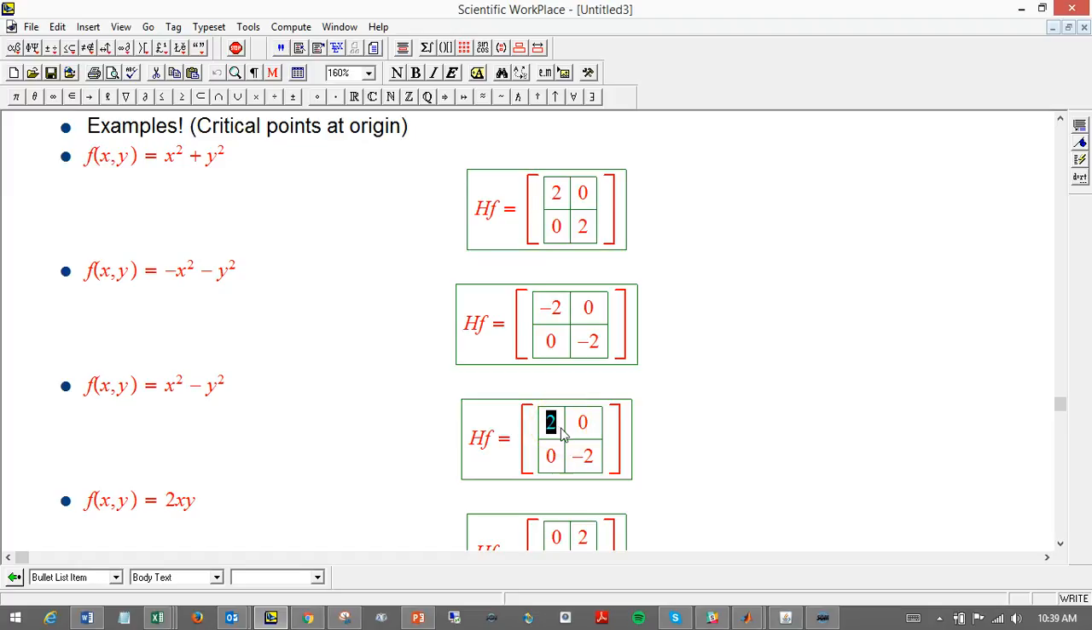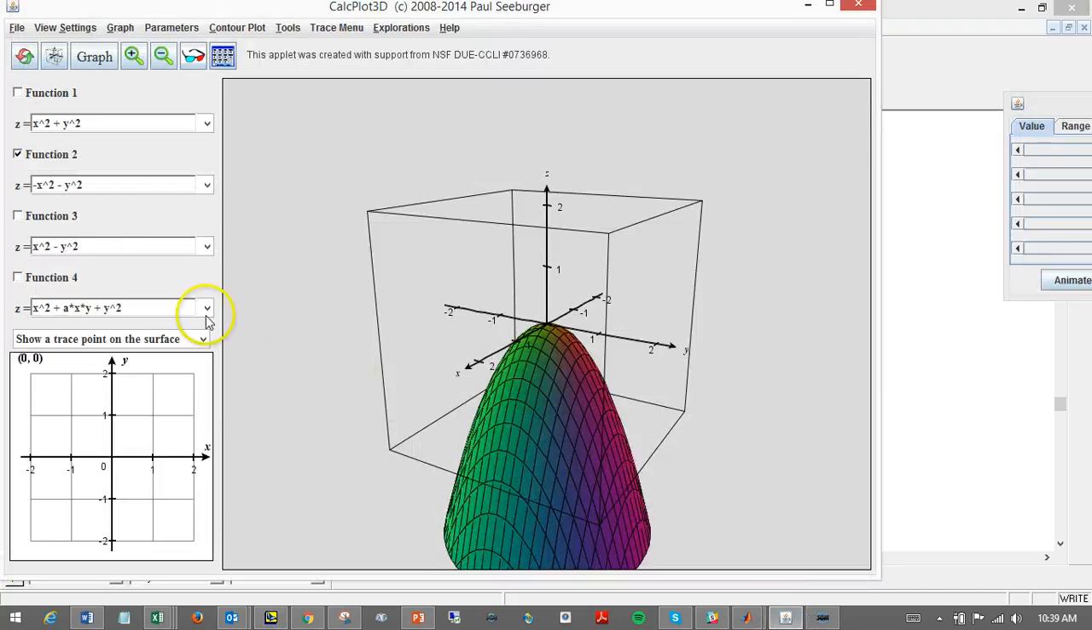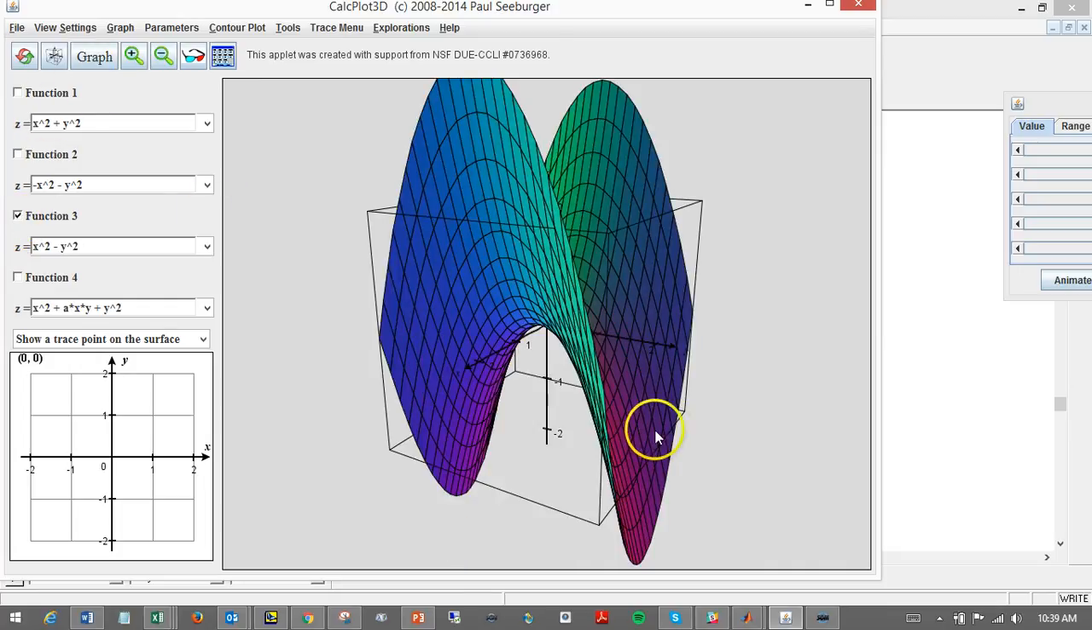That's a section, that's the concavity of a section along the x direction. And it's trying to be a max, curving downward, concave down, in the y direction. So surprise, surprise, it ends up being a saddle. So let's click on the saddle function here, graph. Ta-da, okay, it's a saddle.